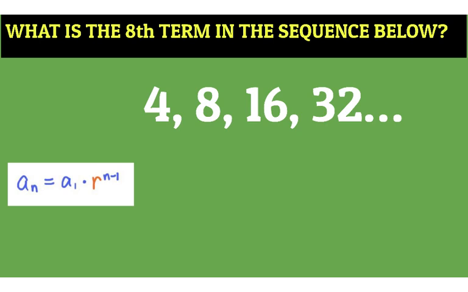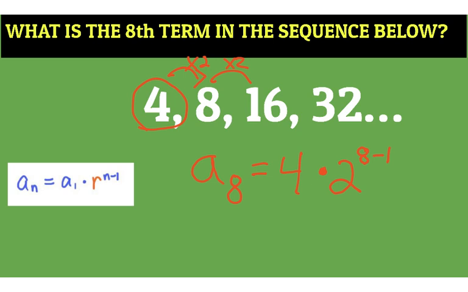So let's figure this out. I know I'm trying to find the 8th term, so I'll put it in the equation. And the first term is 4. I'm going to multiply that times the ratio. If you guys recall, it was 2. So I'm multiplying by 2, so the ratio is 2. And I'm trying to find the 8th term, but I'm going to subtract 1.